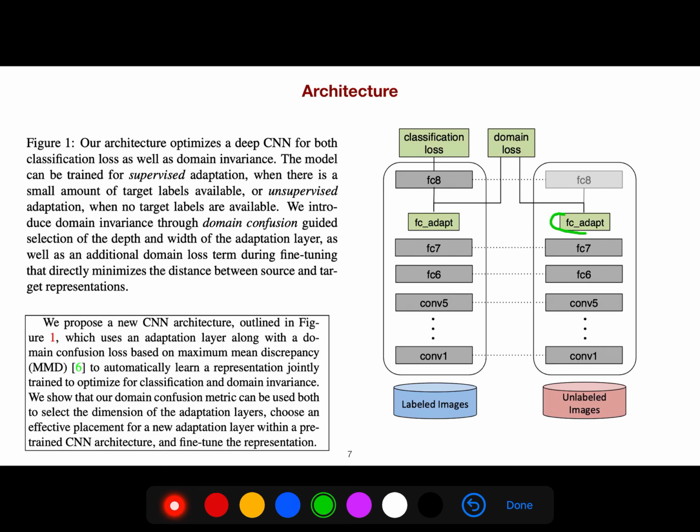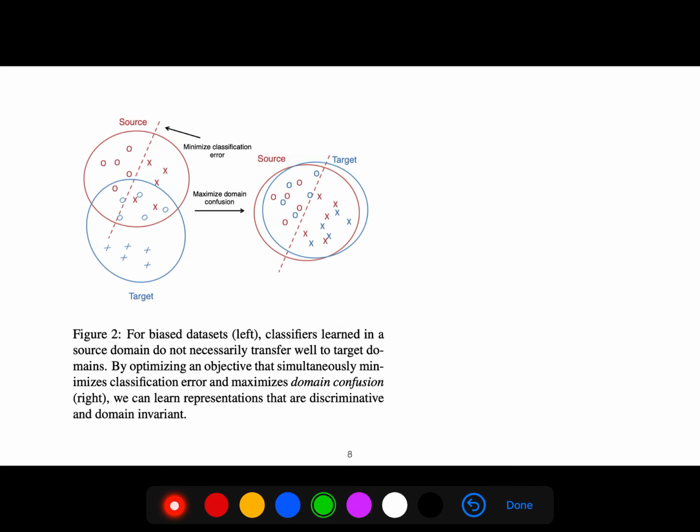So you see, you have a fully connected adaptation layer, and we have domain loss here. Your source are labeled images and the target is unlabeled images. The domain loss should be minimized. So this idea is from 2014, so it's not very mature. Nowadays we have much more detail.